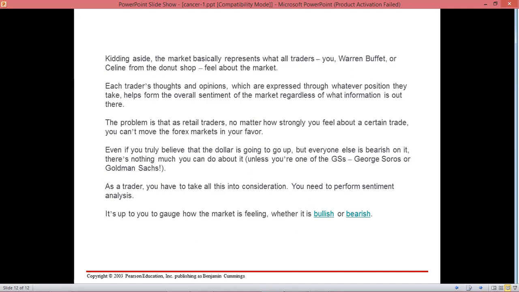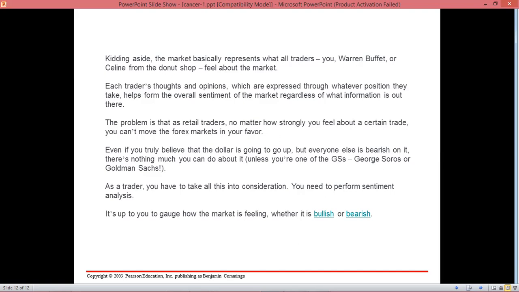So don't worry, we'll be doing trends. After trends, we'll be doing candlesticks. And everything we're doing this week, by next week, we'll move into real chart analysis. So don't worry, we'll get that. Each trader's thought and opinion, which they express through whatever position they take, helps form the overall sentiment of the market, regardless of what information is out there. So I think that is self-explanatory.